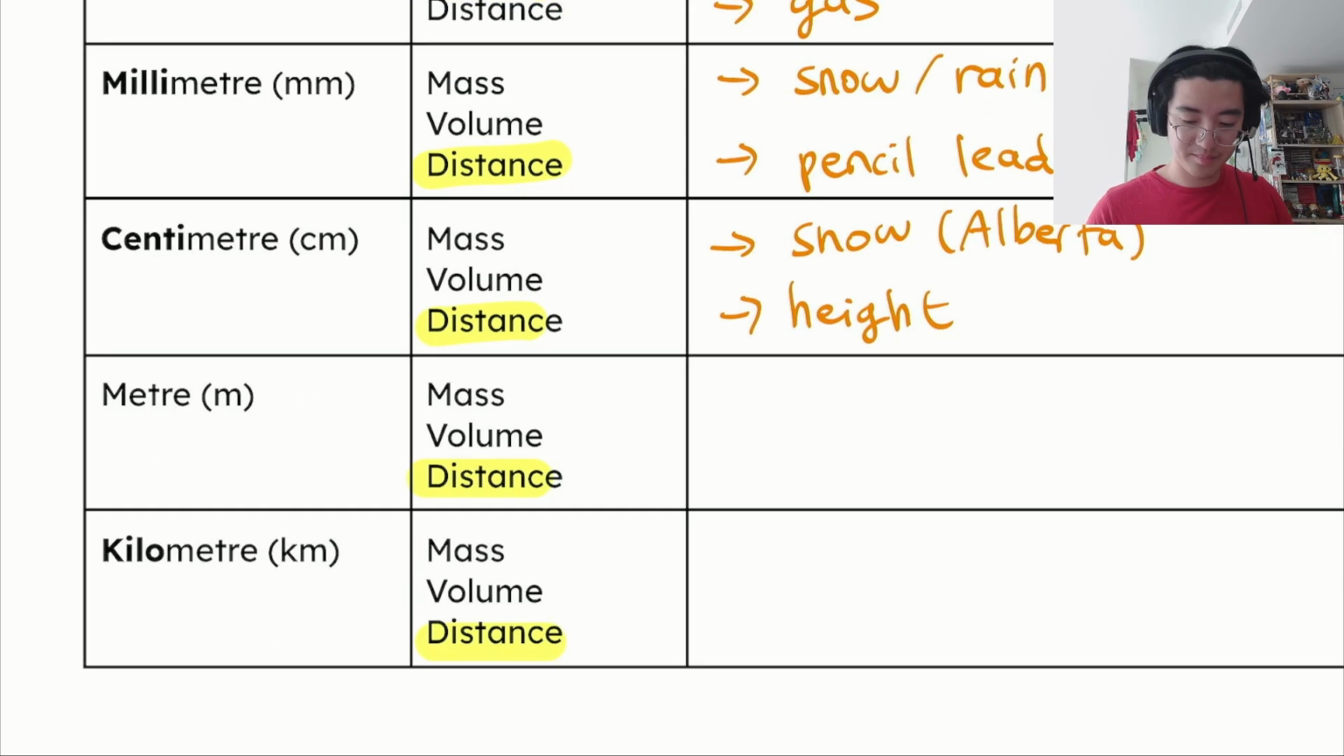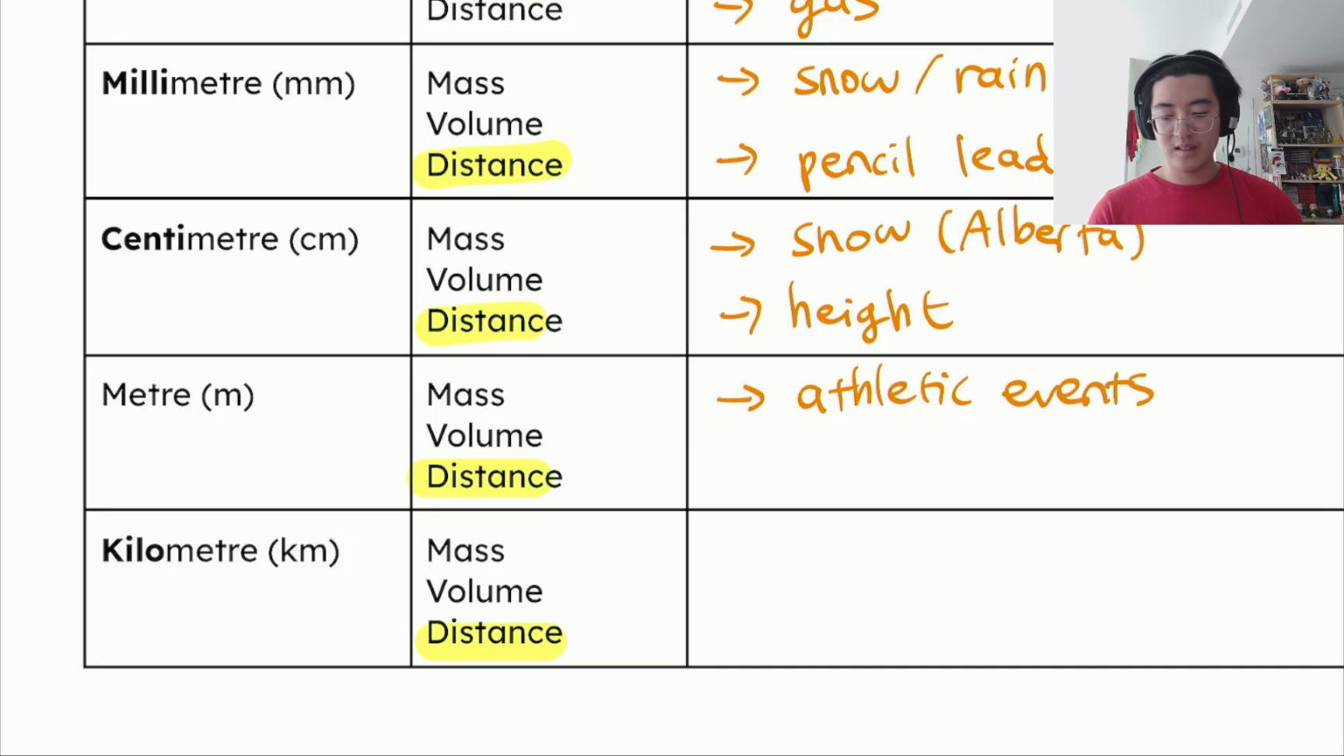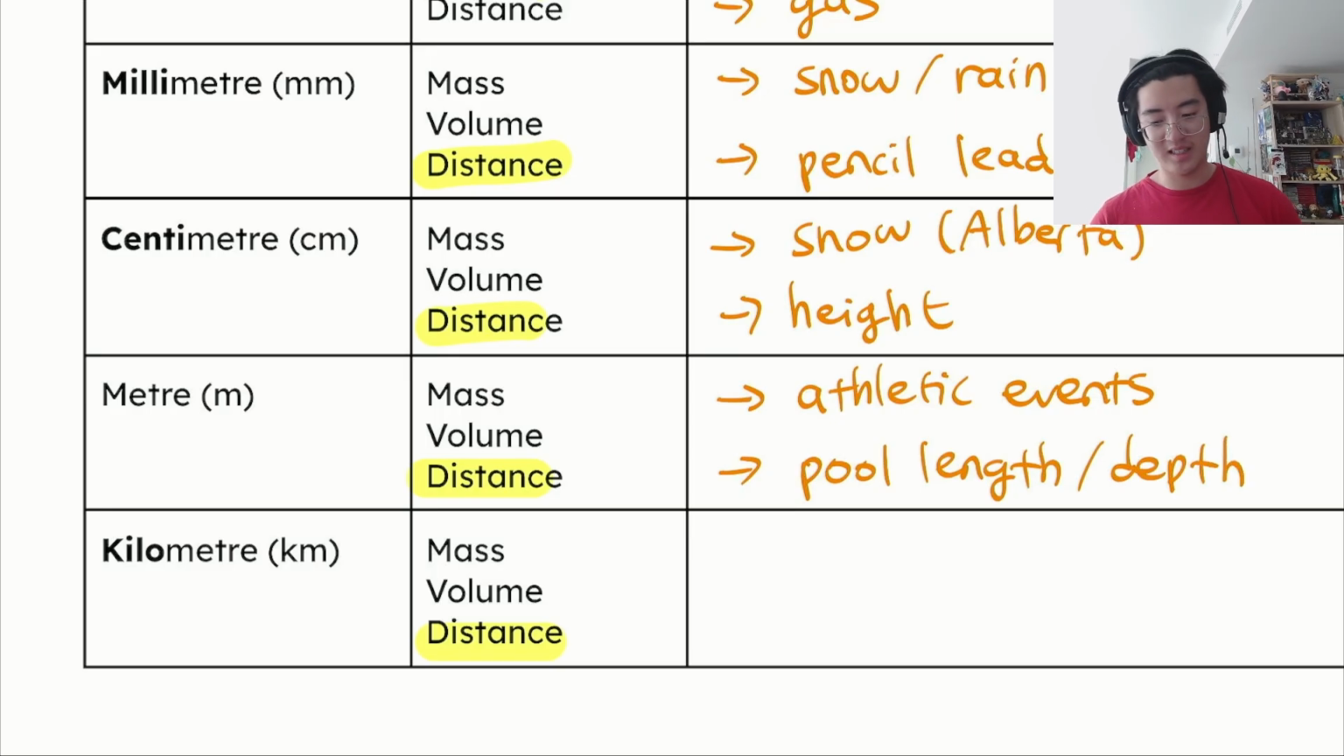Okay, meters. Those are for athletic events. I did not spell that right. Athletic. So very commonly you'll see the dashes, like 400-meter dash, 400-meter relay. And also for things like pool length and depths. The deep end is around 3 to 4 meters. We have the 800-meter swim, like 400-meter butterfly kick, that kind of stuff.